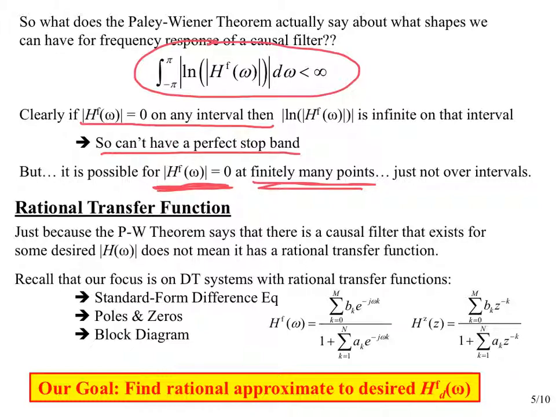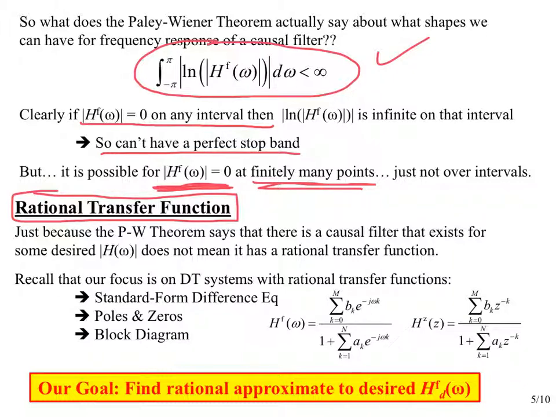So basically, if we think about this from the point of view of our rational transfer function view, because this isn't really saying anything at all about the structure of the transfer function. It's saying the only thing it needs to be is square integrable and correspond to a causal filter. But we're interested in implementing filters that also have a rational transfer function.